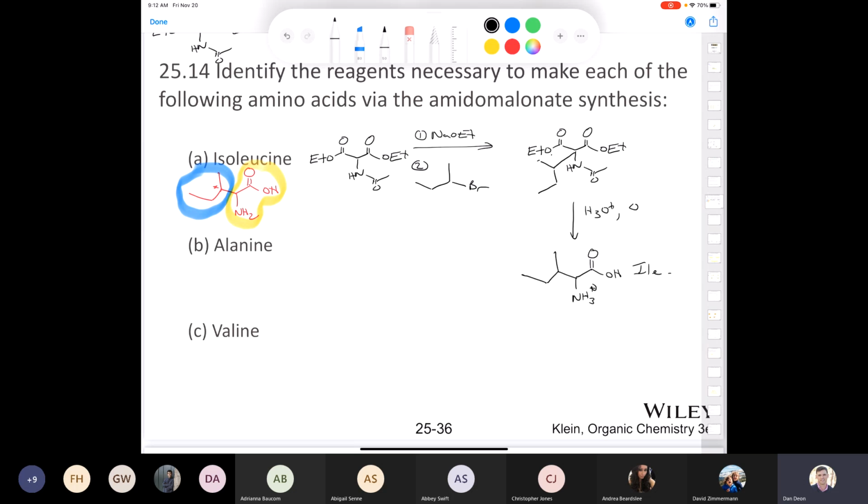For alanine, alanine has only a methyl group, and so the alkyl halide that you would use for alanine synthesis would be simply methyl bromide or methyl iodide or methyl chloride. And then for valine, it's got an isopropyl group, so the alkyl halide would be isopropyl iodide, isopropyl bromide, doesn't matter. We'll choose the bromide.